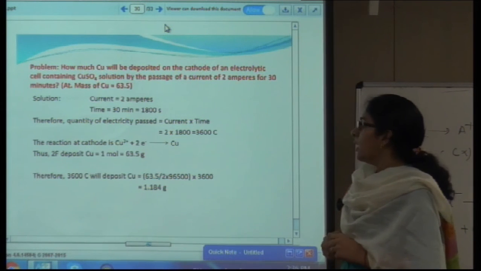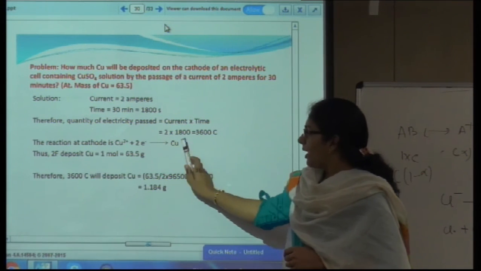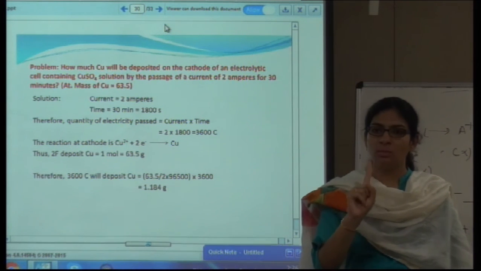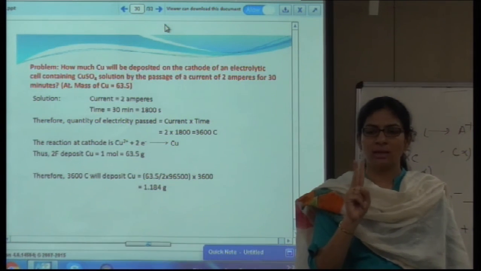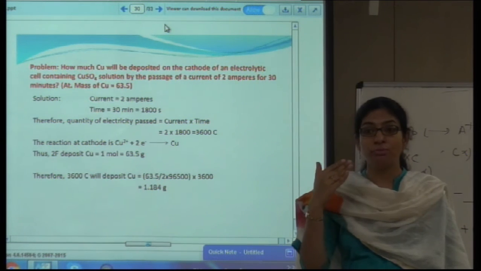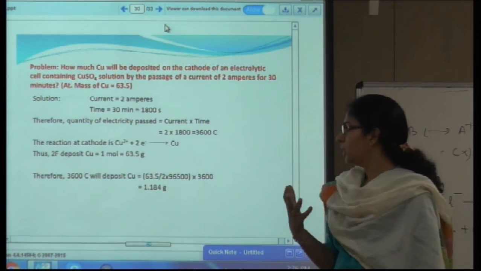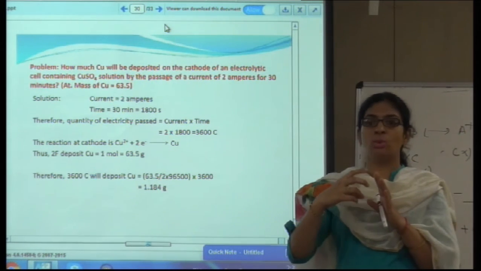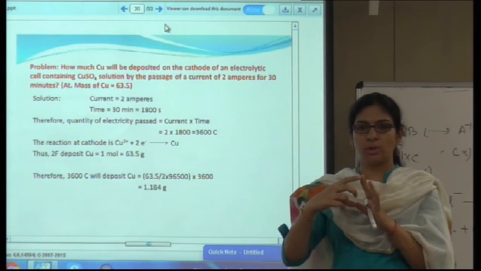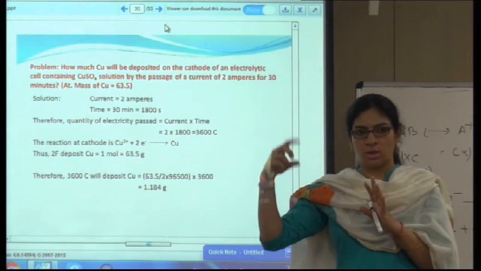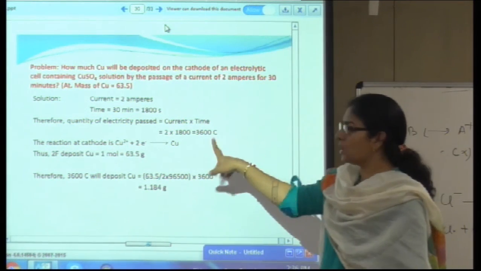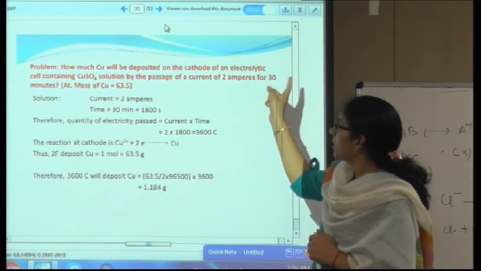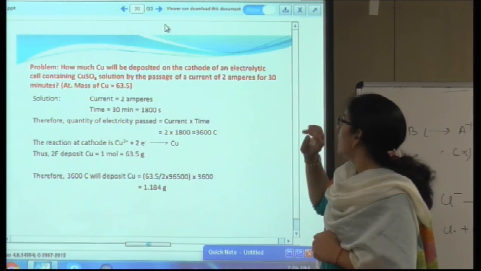Okay? Now the reaction requires 2 electrons. So that means in order to deposit 1 mole of copper, you require 2 Faradays of charge. So 2 Faradays of charge is equal to 1 mole of copper, which is equal to the molecular mass of copper, 63.5 grams, because it is asked in grams, how many grams will be deposited.